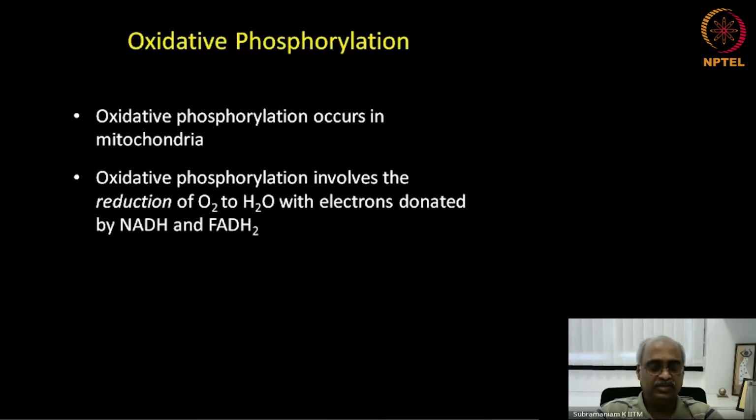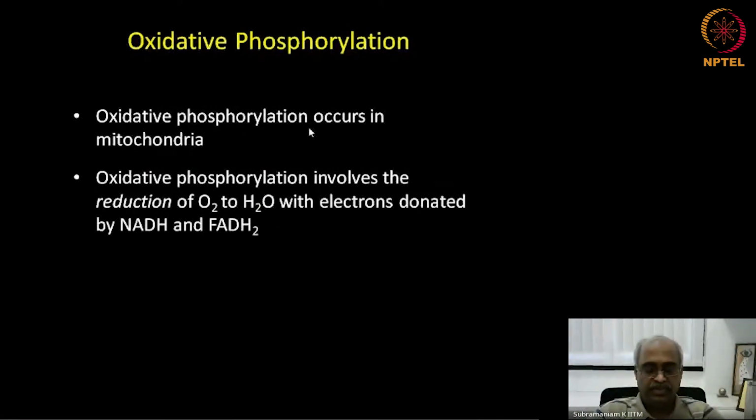NAD carries a hydride ion, so that is the form in which it carries electrons, and FADH2 carries 2 hydrogen atoms. So that is the outcome from the TCA cycle. Now we are going to look at what actually happens to these reduced electron carriers. That is the process that we call oxidative phosphorylation.